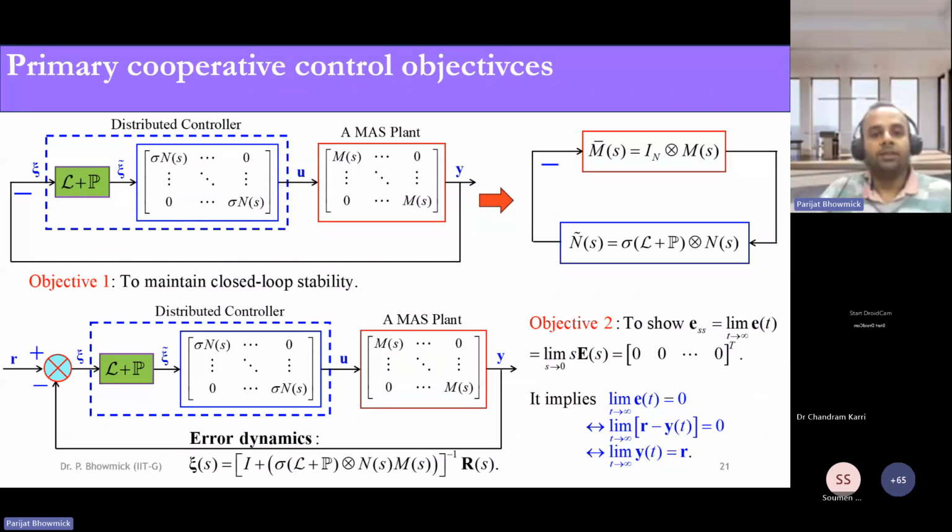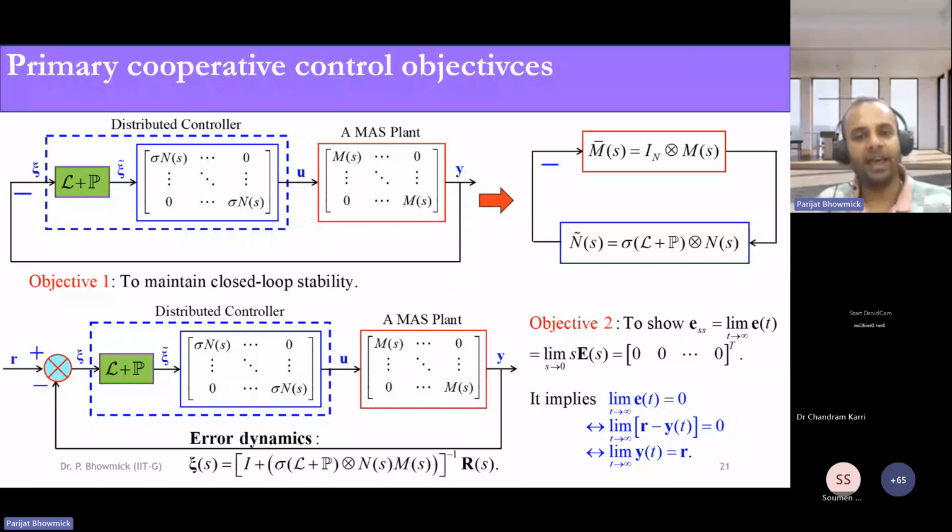To prove objective one, we have to look into the feedback interconnection, and whatever theory is known to us, we'll have to apply it to check, or especially it will help us to design the controller, so that finally we could prove that the feedback interconnection of M bar of S and N tilde of S remains asymptotically stable.